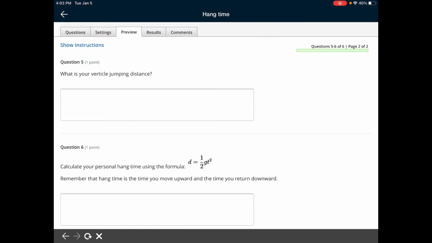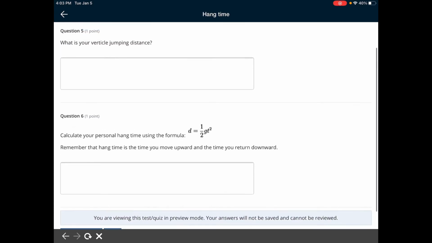This next part of the lab is going to have you testing your vertical jumping distance. After you find your vertical jumping distance, you can utilize that distance to solve for the time that it takes for you to go up and down, using the equation that we covered and also that I have provided.